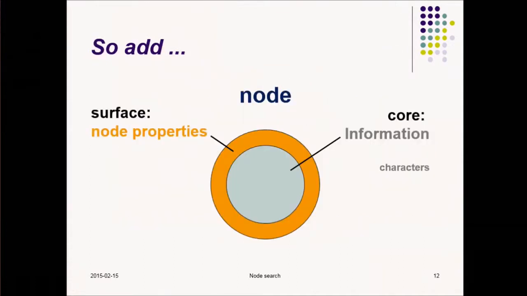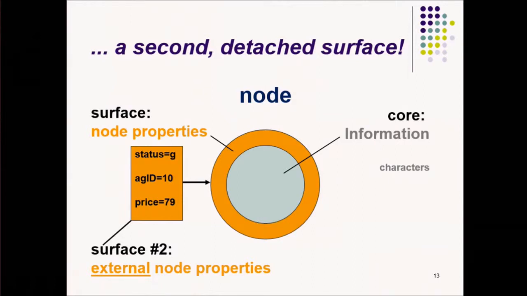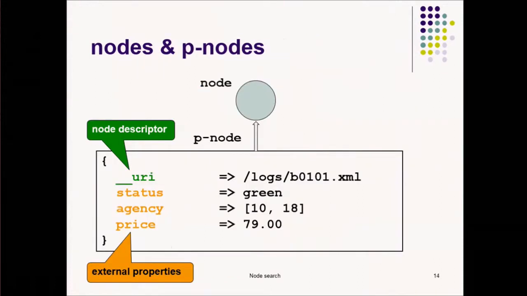So the idea is to add to a node a second detached surface of properties. Being detached, it can be queried without constructing the node. A new entity of information, which I call a p-node, associates the external properties with a node descriptor, which is a string enabling the construction of the node should it be needed. It can be a URI or some other kind of reference, but it can also be simply the serialized node itself, which is a string.